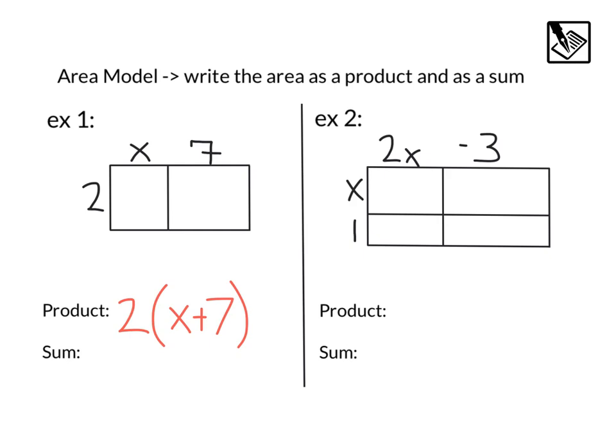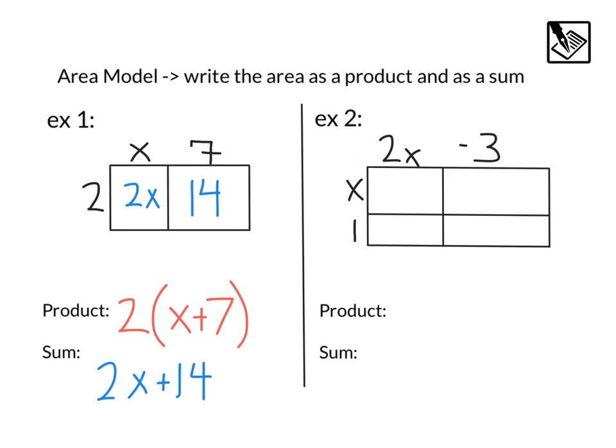Now if we wanted to write this as a sum, we would want to find the area of each individual rectangle. The area of this first rectangle is 2x. That's 2 times x. And the other rectangle is 2 times 7, which would be 14. So if we want to write this as a sum, that would be 2x plus 14. You might notice that that is the same thing as if we distributed this product, 2x plus 14.